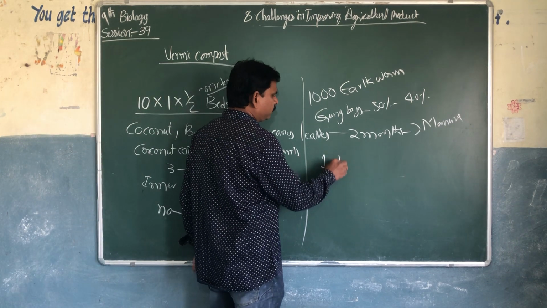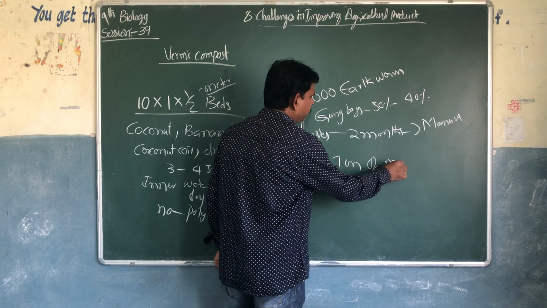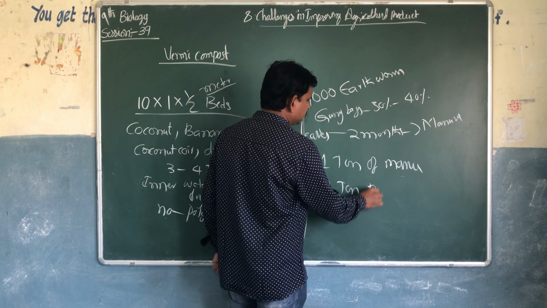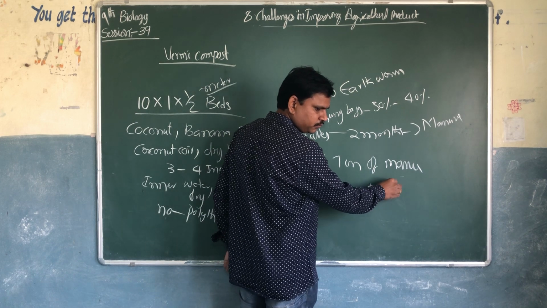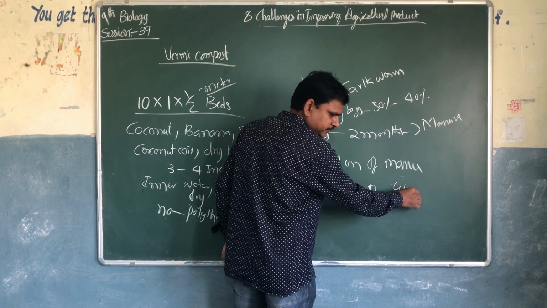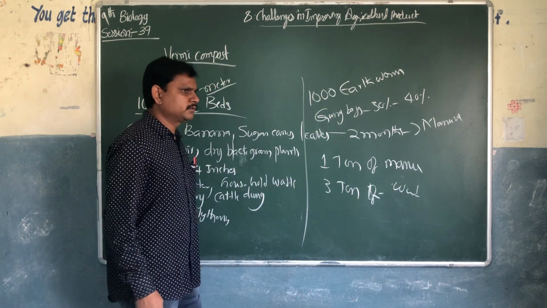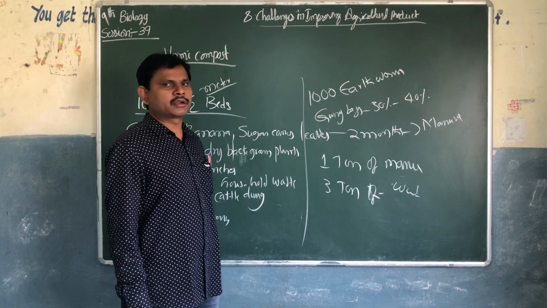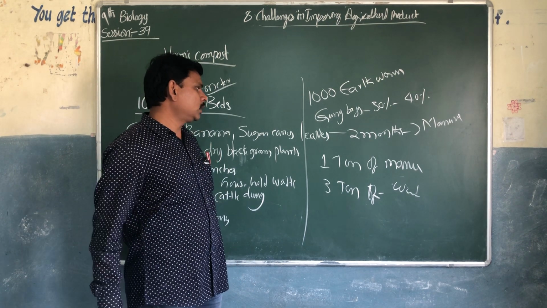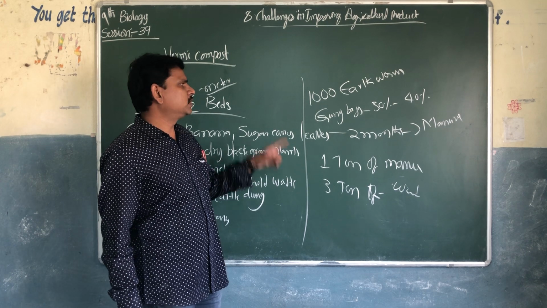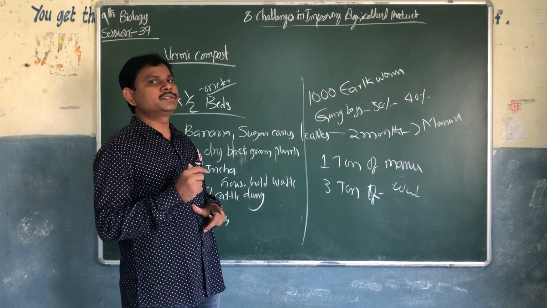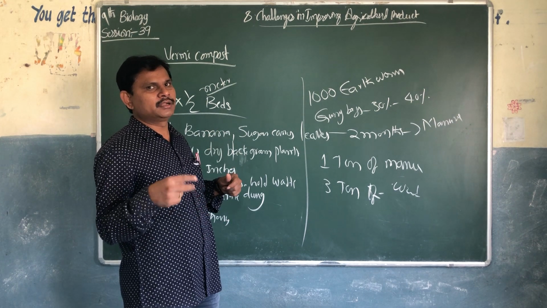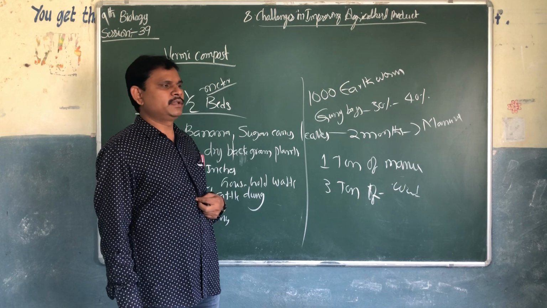For 1 ton of manure, they used 3 tons of organic waste. This is all the waste. If they use 3 tons of organic waste, they get 1 ton of manure. The earthworms started decomposing the waste materials. There are bacteria and fungi also. They started decomposing the waste materials.